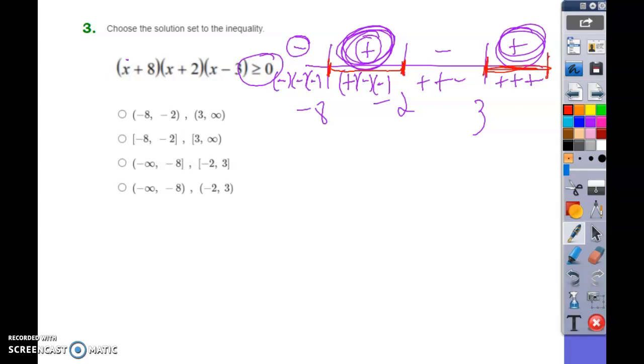Now, we want to include those important points, the zeros. They're not asymptotes. And this is asking where is it greater than or equal to 0. So we have to include those values because they're equal to 0 at these zeros. So that's negative 8, hard bracket, to negative 2, and then from 3 to infinity, right here.